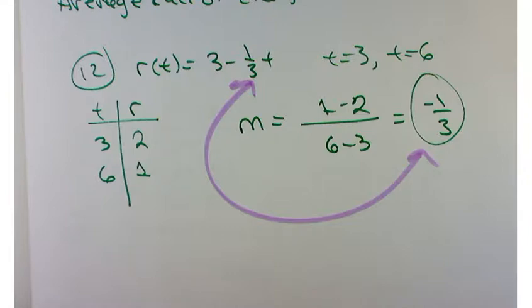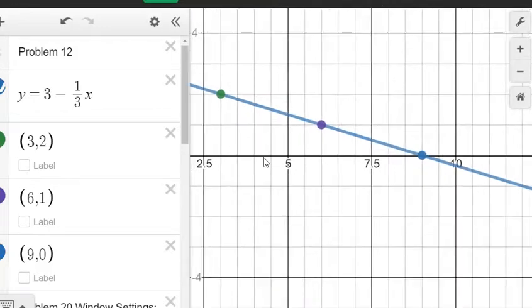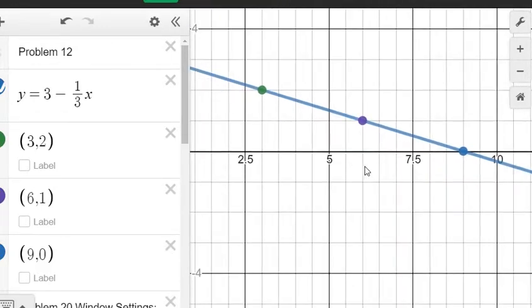In fact, do you think our average rate of change would be different if I chose a different point? What if I chose 9 and 0? Is that going to change my average rate of change? No. Your average rate of change for this line is going to be stuck at negative 1/3 no matter where you're at, no matter what 2 points you choose. So kind of nice to be able to look at the graph on that one. Let's ditch this one and look at the next one. Problem number 20.